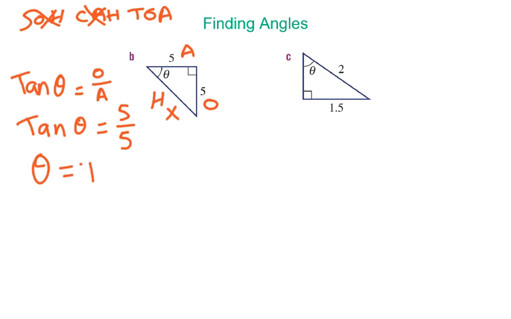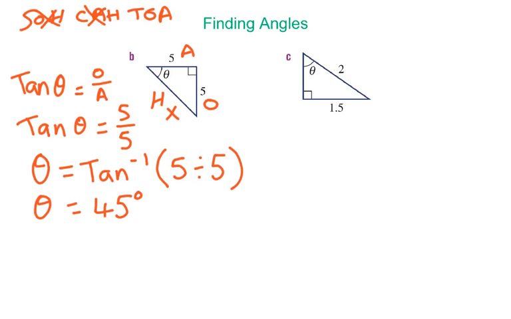Theta is equal to tan minus 1. This is on your calculator. If you're using a scientific calculator, most scientific calculators, you would push second function tan, bracket 5 divided by 5. Therefore, theta is equal to 45 degrees. Notice we're finding the angle, so the unit we use is degrees.